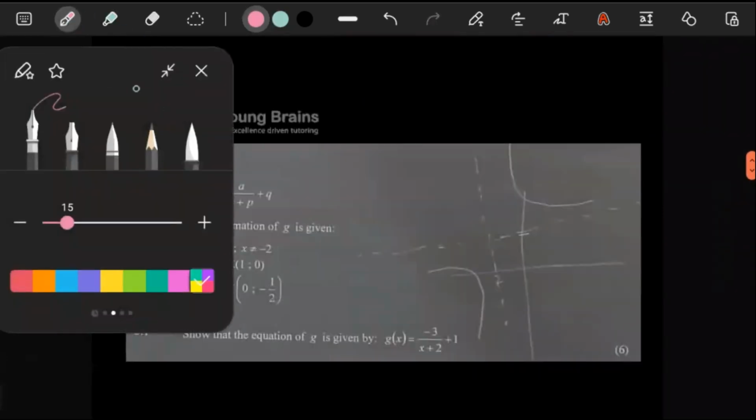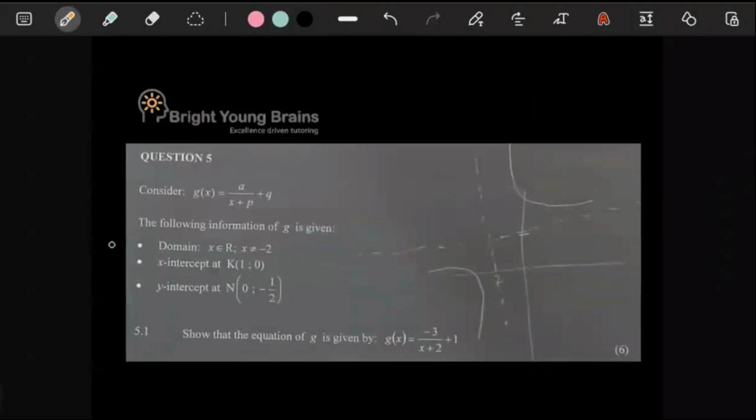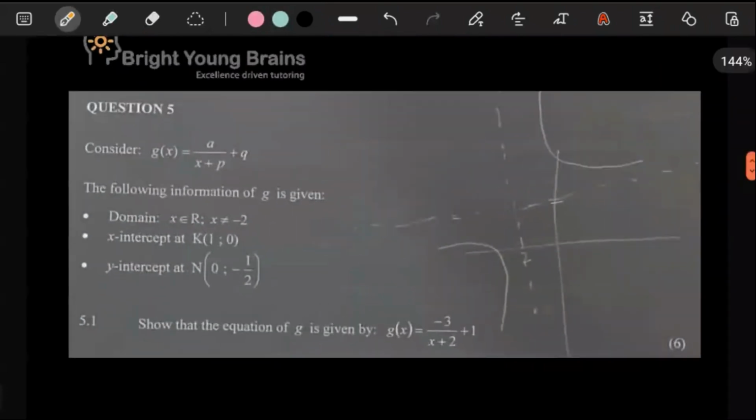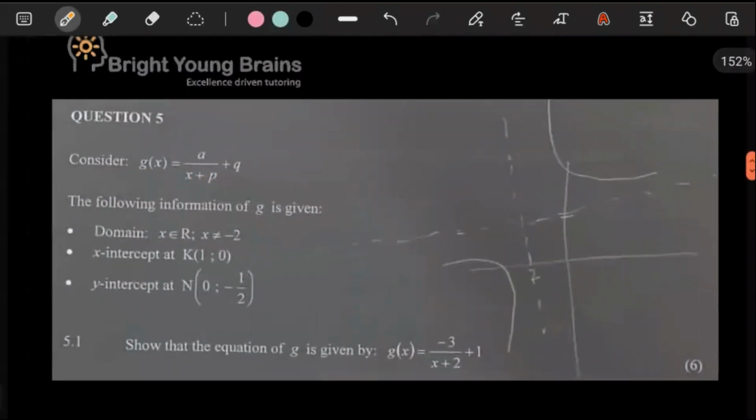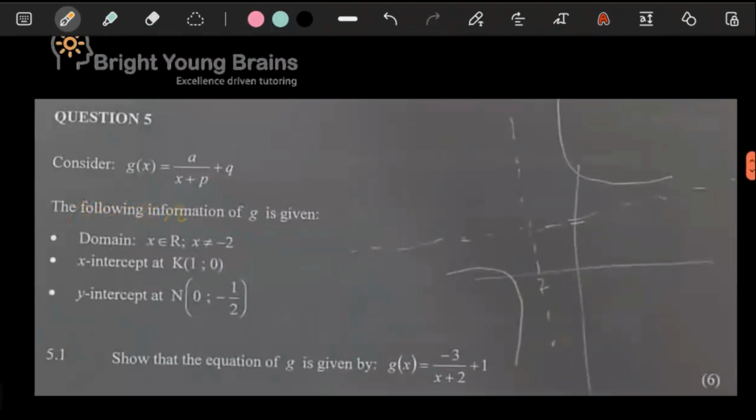Here we are, question number 5. It's quite an interesting question, this one. But it's a hyperbola, right? So with this hyperbola, they say the following information of G is given. They told us the domain.